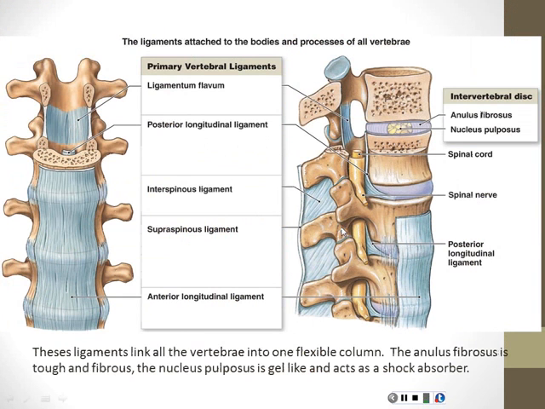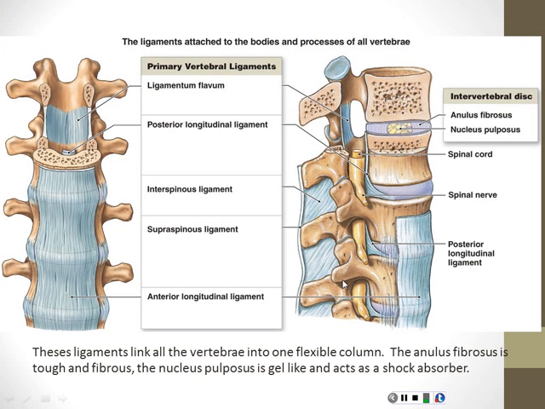All right. So at the vertebral column, we have this stack of vertebral bodies. Each of them has a disc in between called the intervertebral disc. That disc has two parts. Around the outside is the annulus fibrosus, which is sort of tough and fibrous. And then on the inside is the nucleus pulposus, which is kind of gel-like. So it's shock absorption.